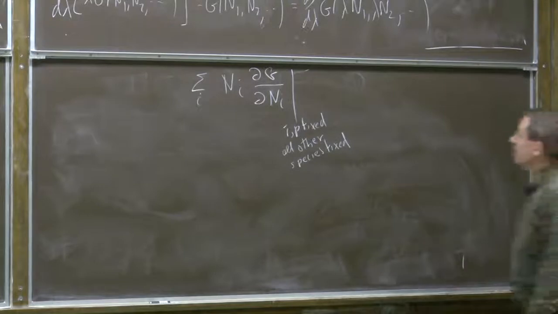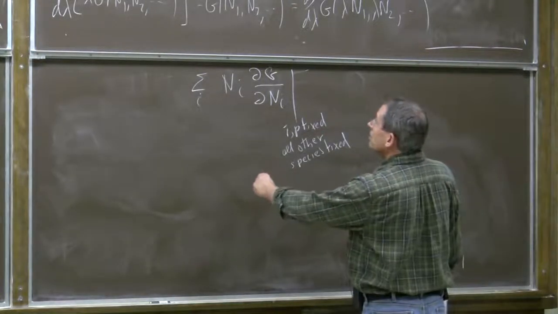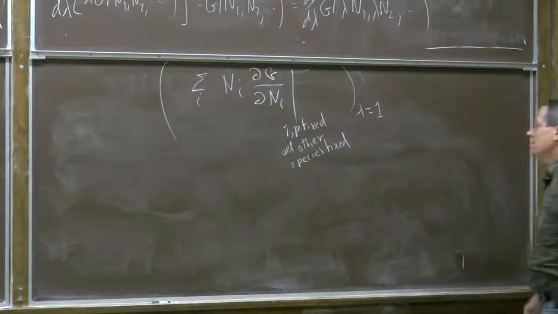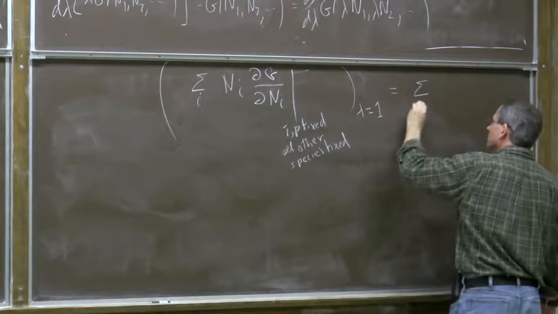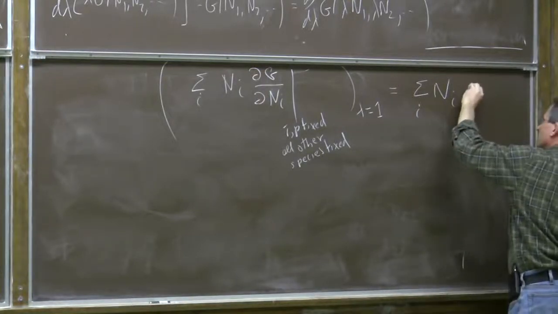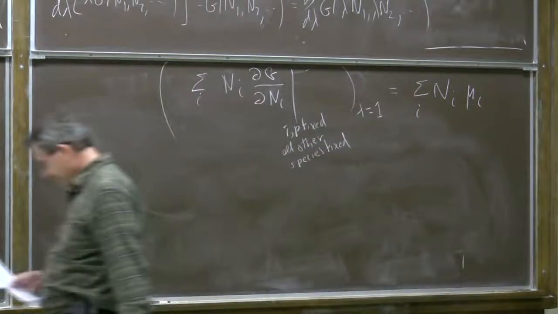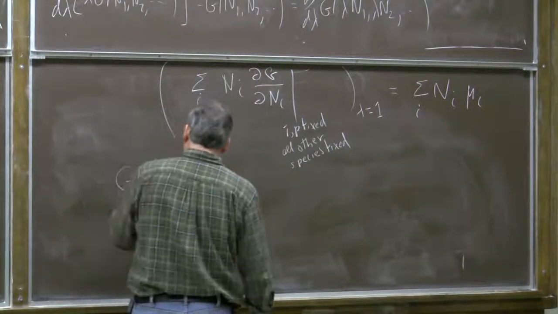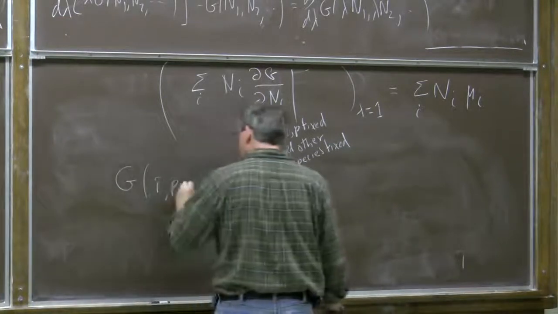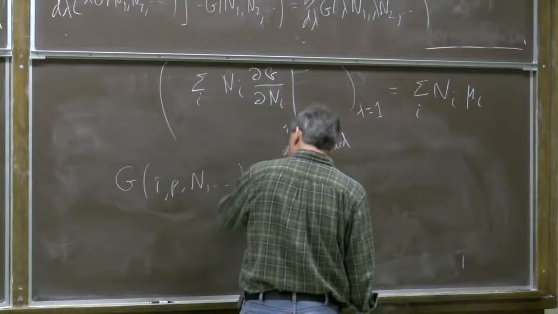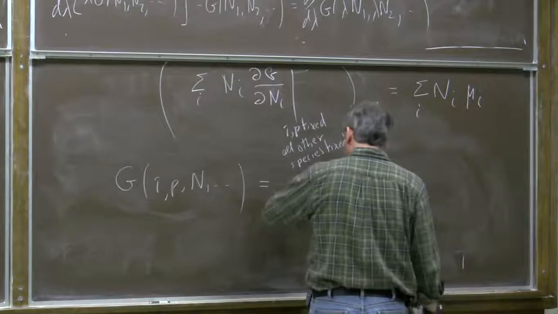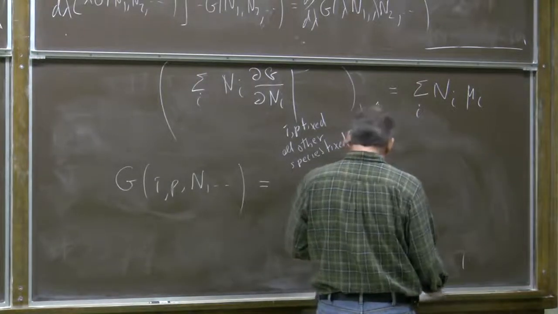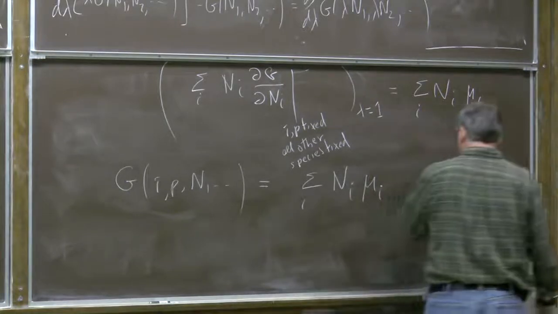Okay? And then if we set lambda equal to 1, I actually still have lambdas in here, but if I set lambda equal to 1, then that's just the sum over species of Ni times the chemical potential of species i. Okay? So in the case where we do have many species, I can write the Gibbs free energy, a function of temperature, pressure, and the numbers of particles, as a sum over species of the number of particles of type i times the chemical potential of species i.